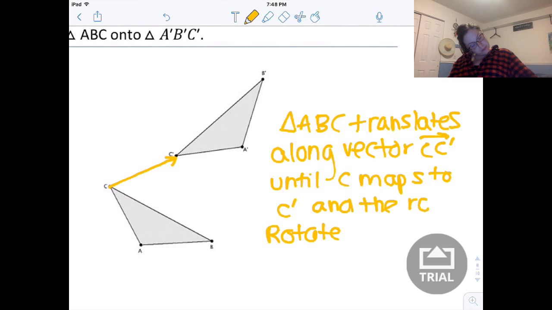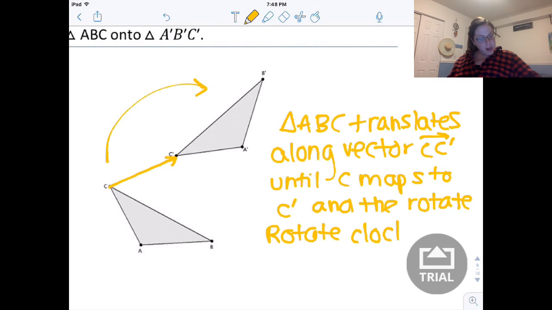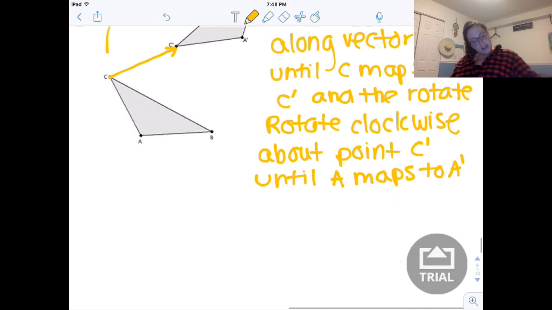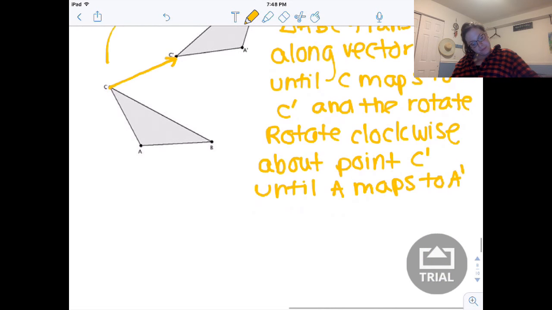And I'm going to say it goes this way. It goes clockwise, sorry. Clockwise. I don't know the angle, so do not guess an angle. Okay, clockwise, about point C prime until A maps to A prime and B maps to B prime.